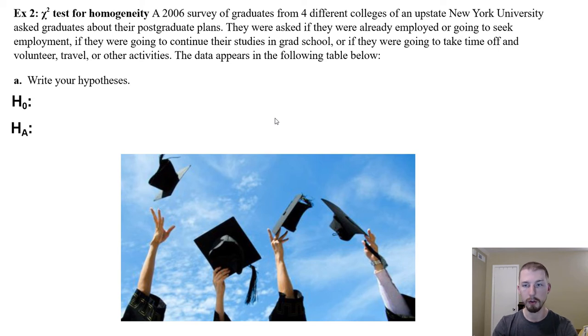Are they planning to do grad study, or seek employment, or do something else, like join the Peace Corps, or travel, volunteer, something like that. All right, so write your hypothesis.